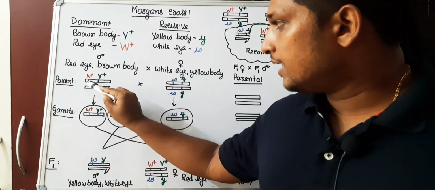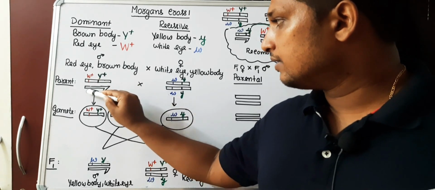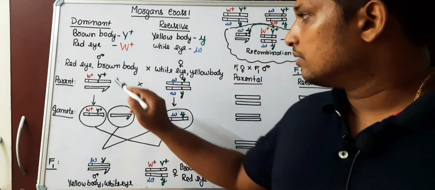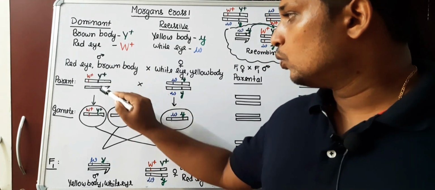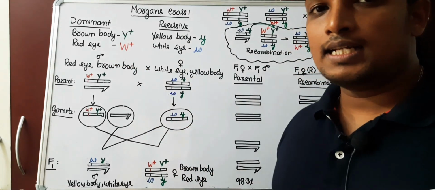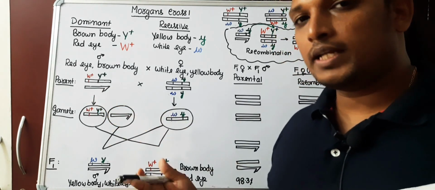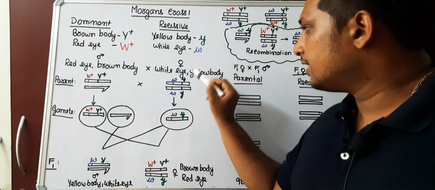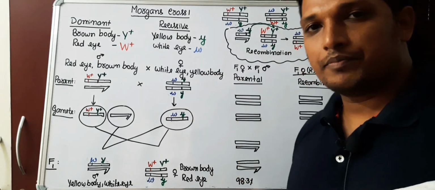Okay, so I have represented one X chromosome. This is the way to represent the X chromosome, a bar-like structure, and this is a Y chromosome. Here also the female has 2 X chromosomes. Male red eye is w plus, I have written. Brown body, y plus. The Y chromosome of the male doesn't carry body color and eye color genes. That's why we represent the male Y chromosome without any genes. On the other hand, the female is recessive. Yellow body, that is small y, white eye, small w. So small w, small y.